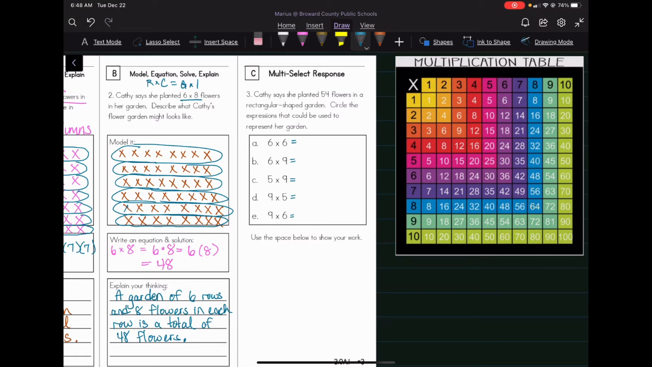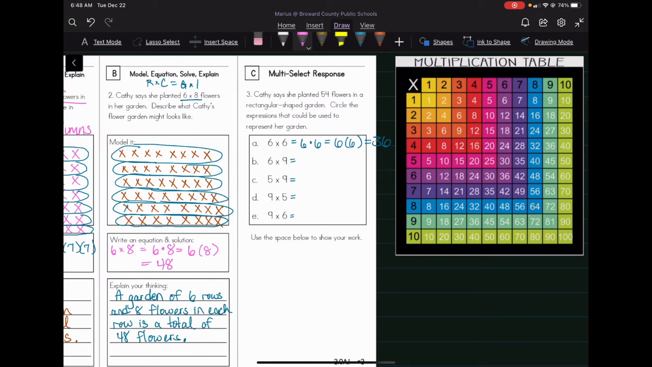All right. A says 6 times 6, so we're going to rewrite that. 6 times 6. Or we can say 6 times 6, which equals 36. Okay? And when using our multiplication chart, here's 6 right here. 6 times 6. That's where they both overlap, where they intersect, and that is 36.